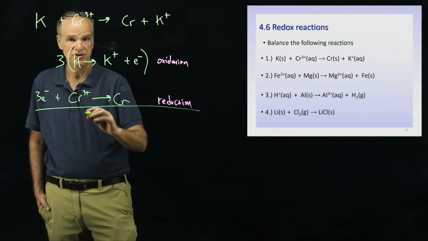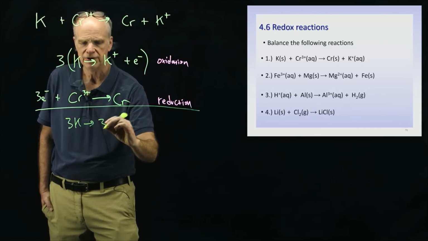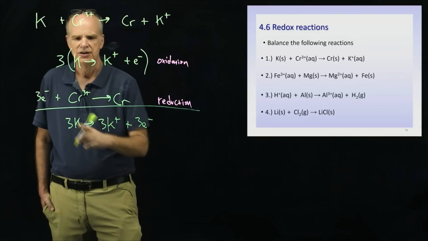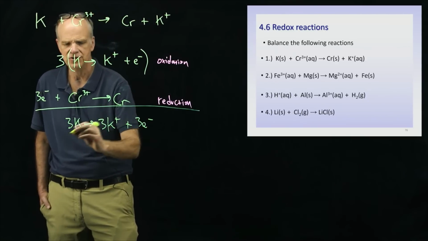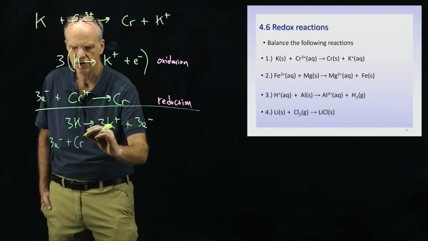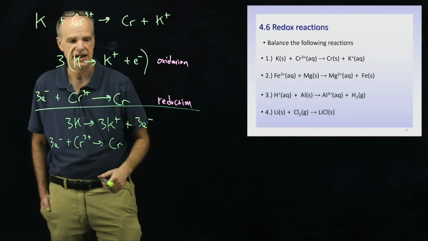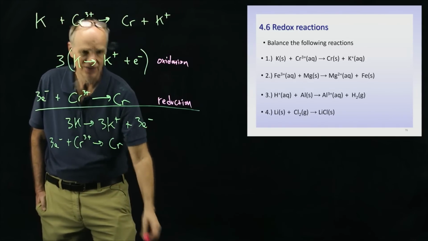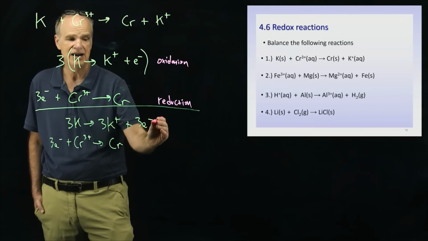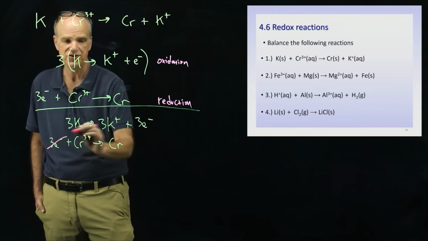I'm going to rewrite these reactions, and so we have 3 potassium metal goes to 3 potassium ions plus 3 electrons. Chromium reaction, we didn't really do too much to that, so it's 3 electrons over here plus 1 chromium ion gives you a chromium neutral atom. Okay, so finally what we can do is just check to see if there are as many electrons leaving the oxidation reaction as are being picked up by the reduction reaction. And there are, so these cancel out.